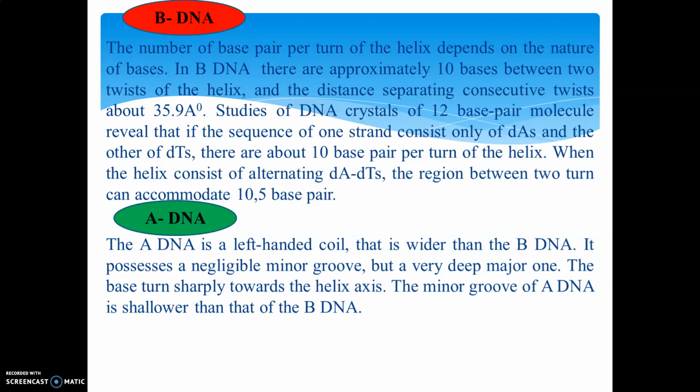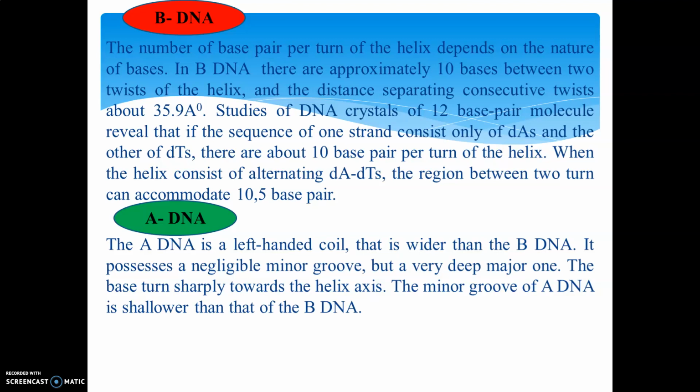Studies of DNA crystals of a 12 base pair molecule reveal that if the sequence of one strand consists only of adenine and the other strand consists only of thymine, there are about 10 base pairs per turn of the helix. When the helix consists of alternating double strand A and T, the region between two turns can accommodate 5 base pairs.